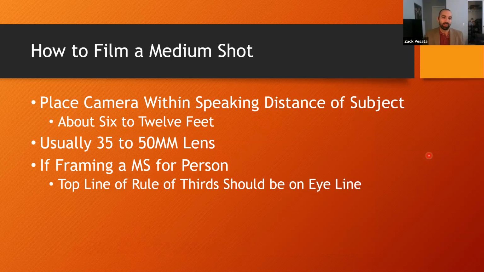Don't worry about how to film a medium shot, but just keep in mind, obviously the camera's not going to be positioned nearly as far away as for a wide shot, and you're usually using a bit of a tighter lens, usually like a 35 to a 50 millimeter.